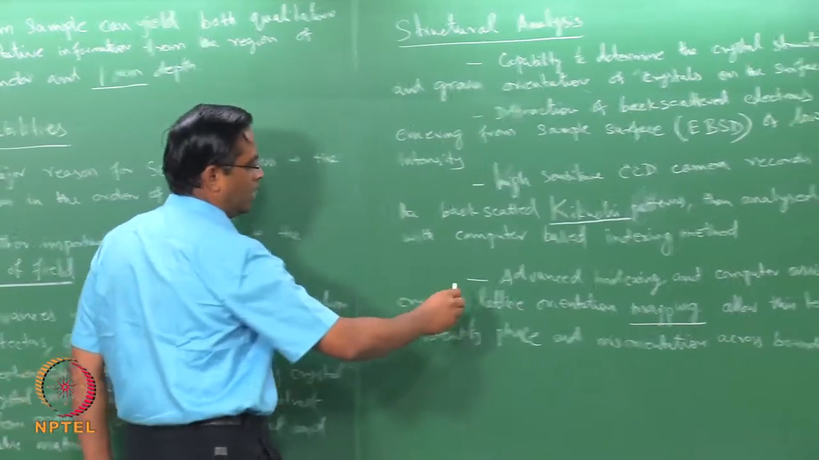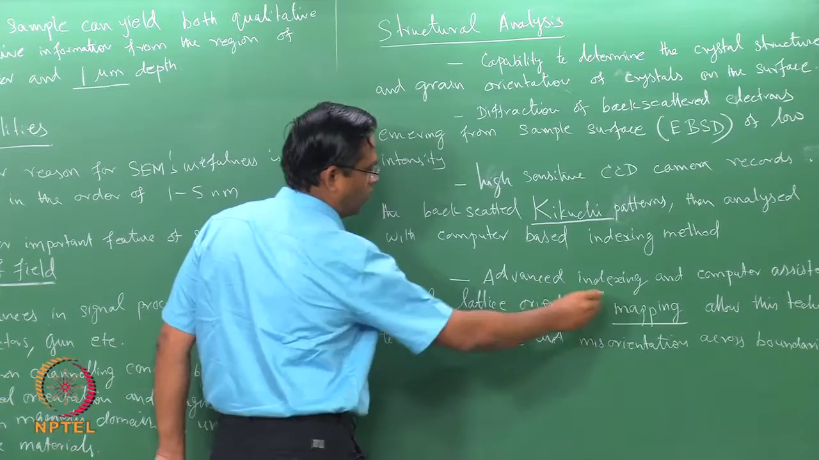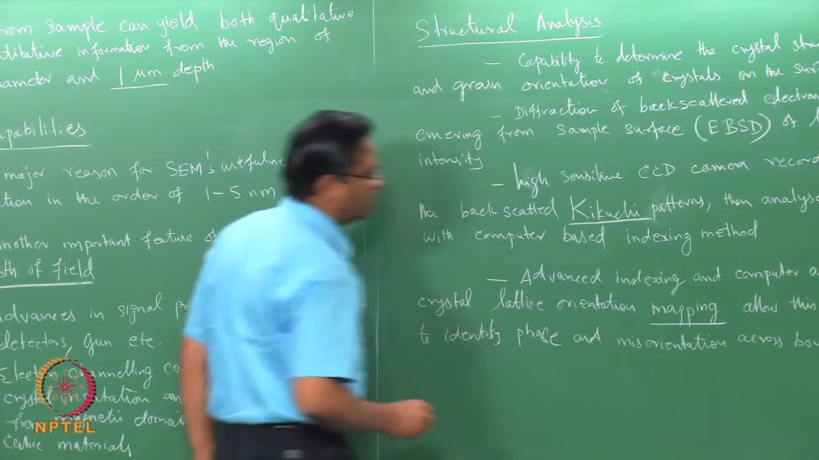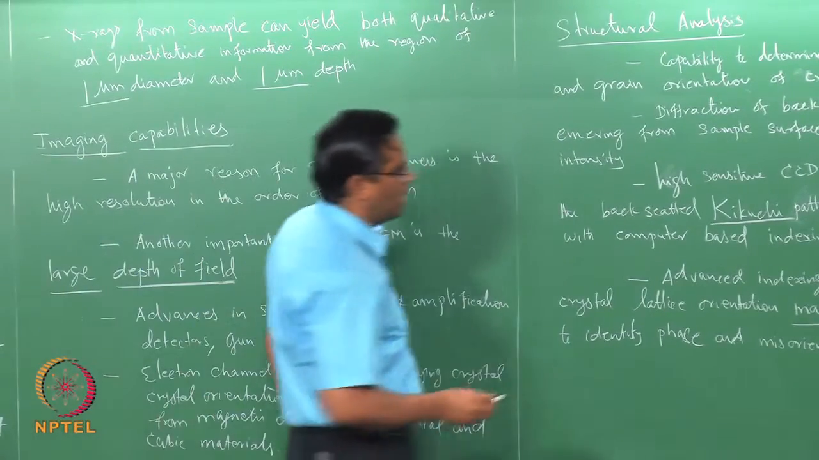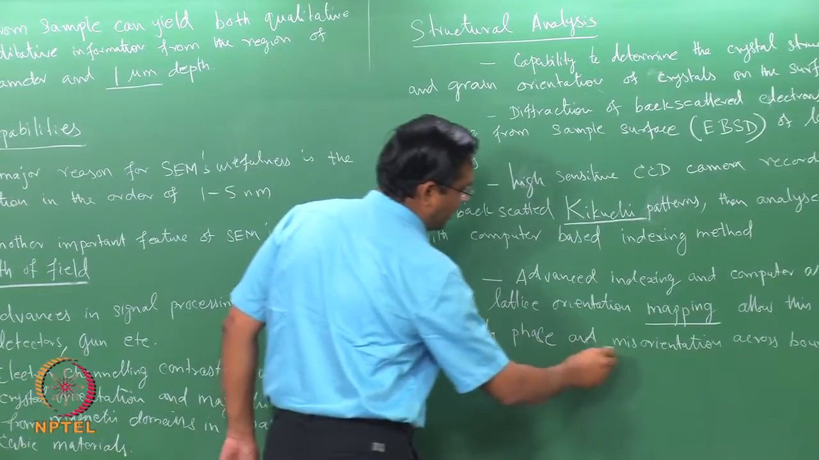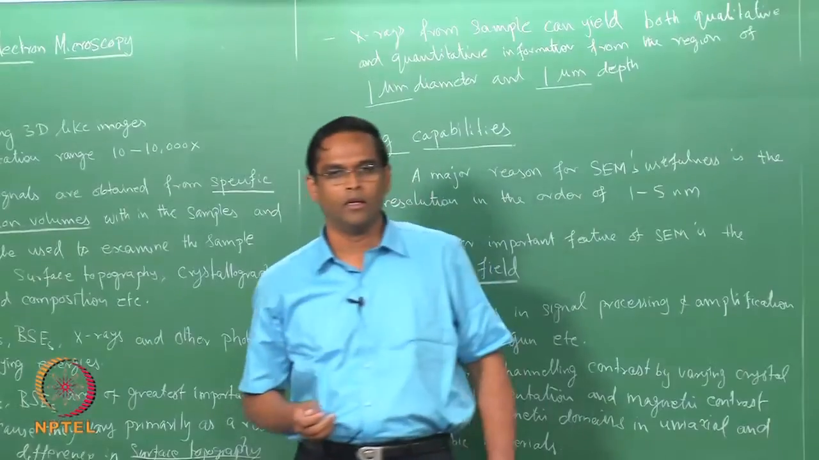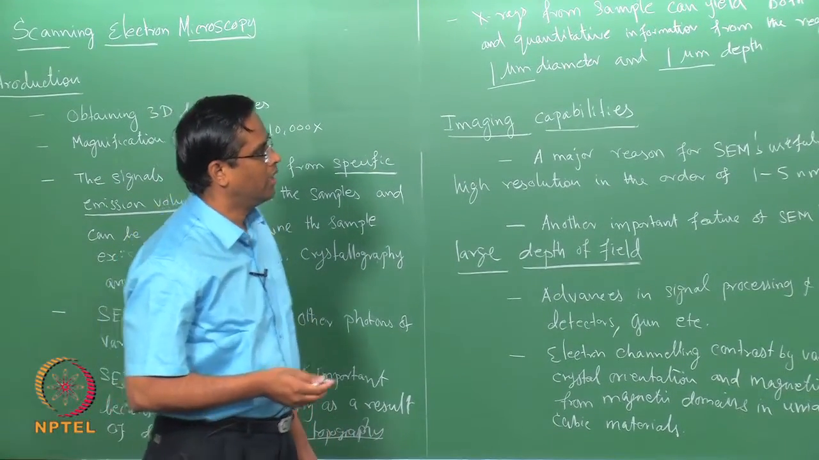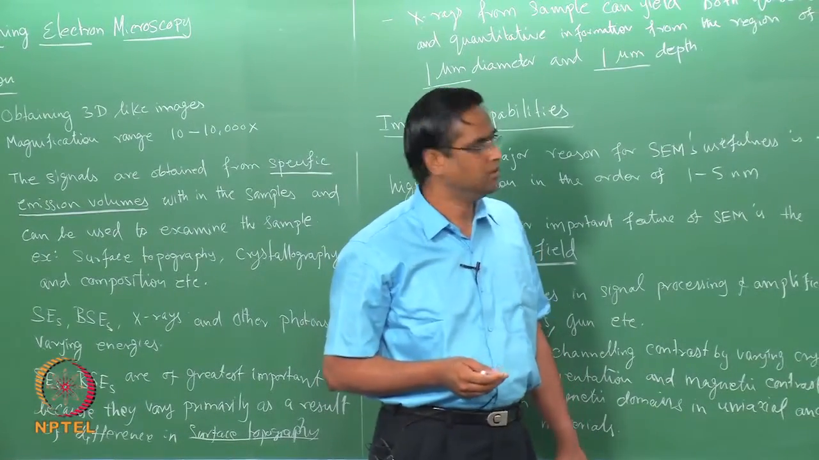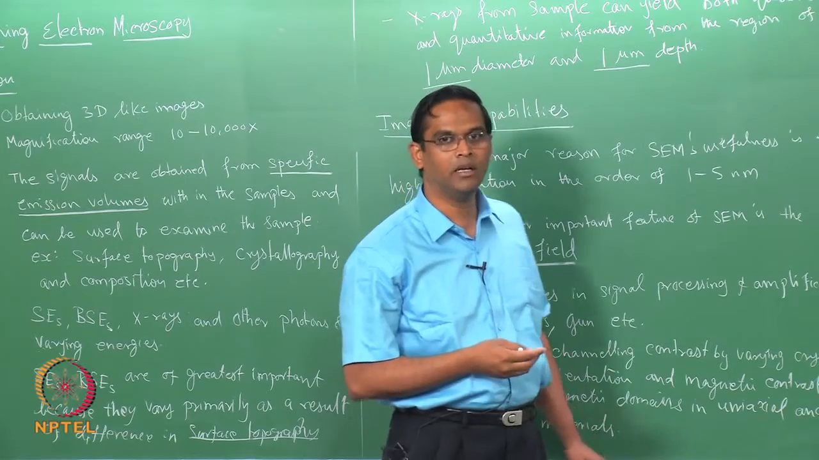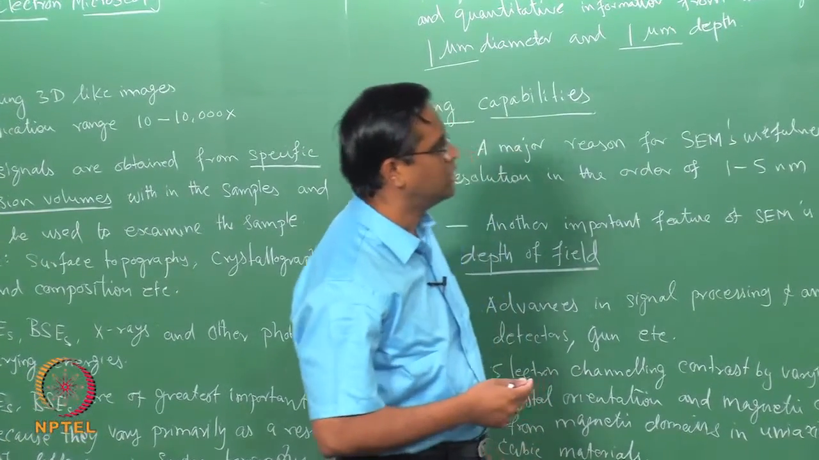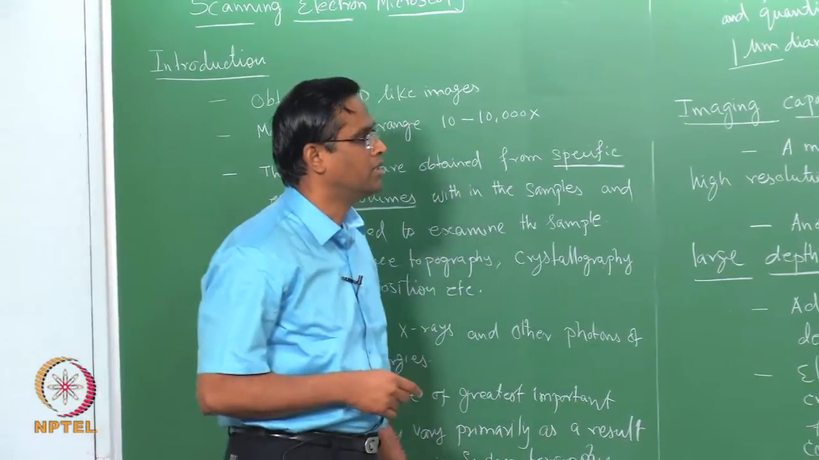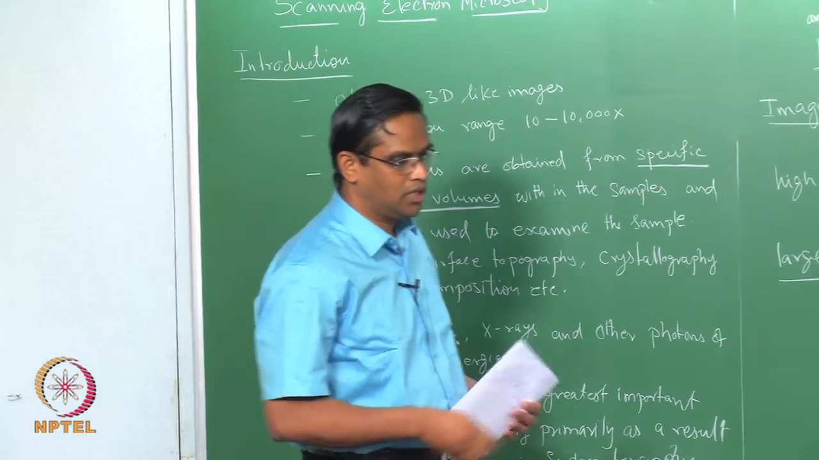And then you have today SEMs with advanced indexing and computer assisted crystal lattice orientation mapping, called EBSD maps, which allow this technique to identify the phase and the misorientation across the boundaries. So this is also a very powerful technique today, and it has been applied everywhere. This itself is a separate research domain. People can extensively use this, a very powerful technique as far as SEM structural analysis is concerned. And what else can we do with the SEM?